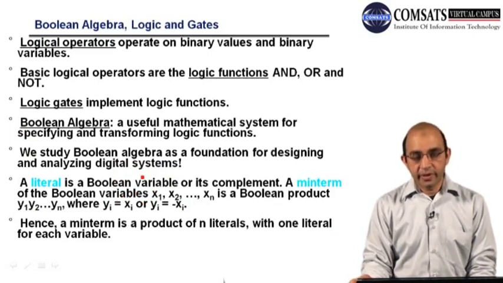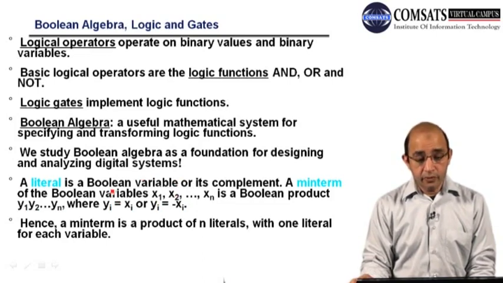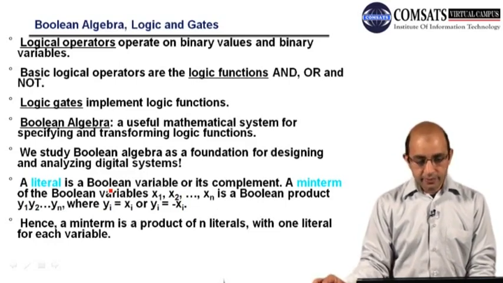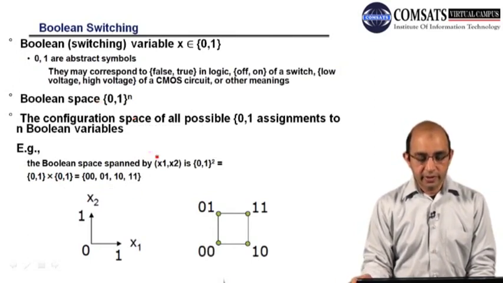So let's talk about the operators in Boolean algebra. We have 3 basic operators: and, or, and not. Obviously those operators operate on binary values or binary variables, which we normally call literals. If you talk about switching, we have, for example, a variable x, and it contains 0 and 1 because we can only have 0 and 1.